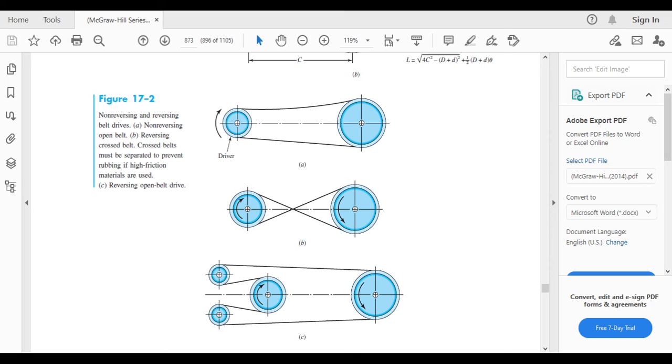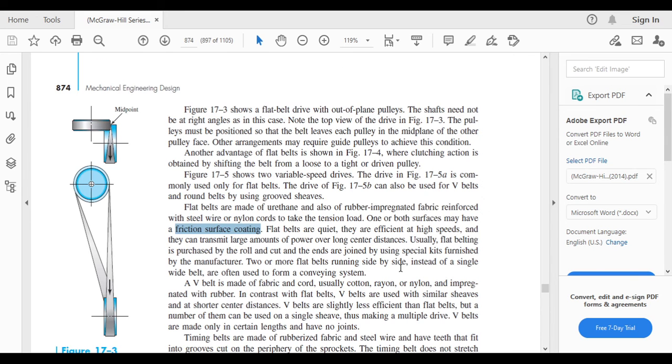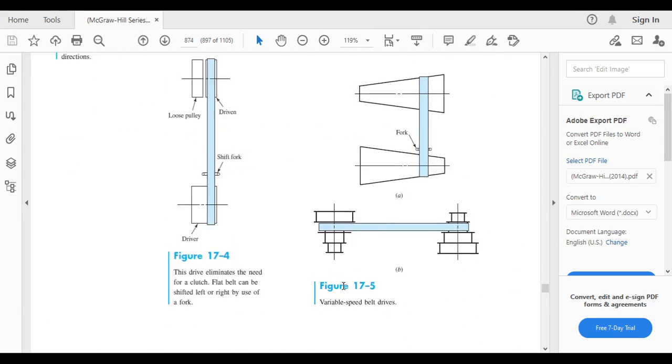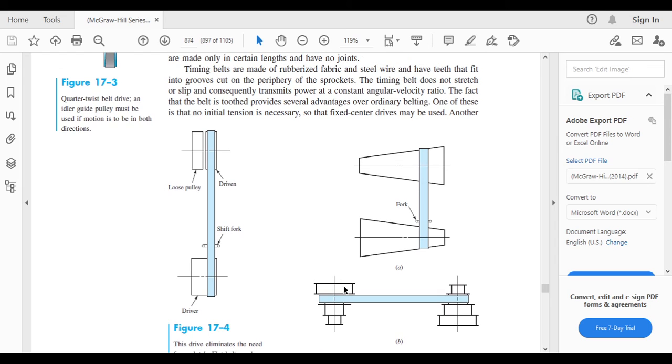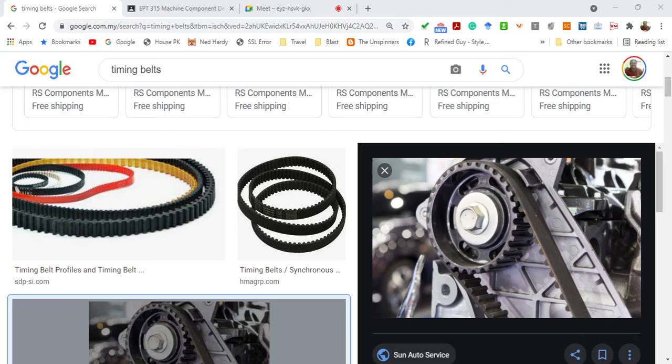Because the timing belt has teeth, all the tension is distributed evenly on the teeth. So that is why it's called no initial tension.